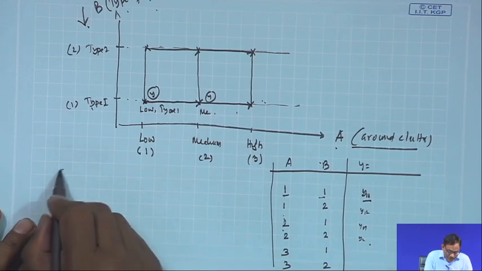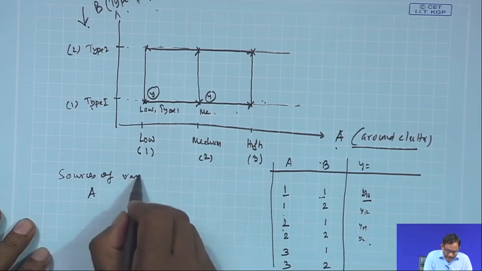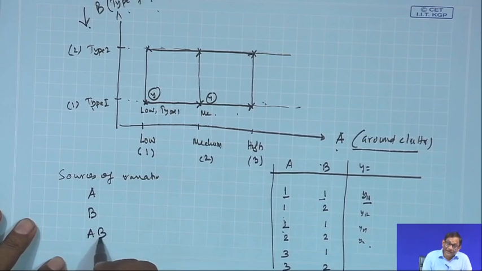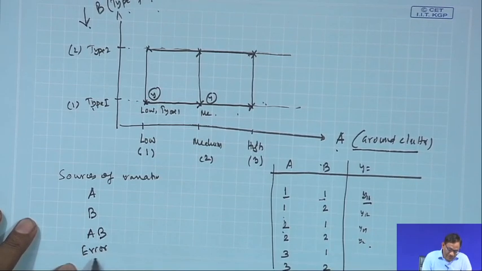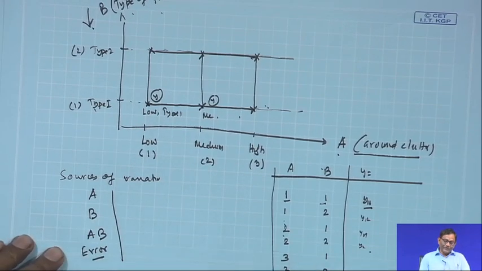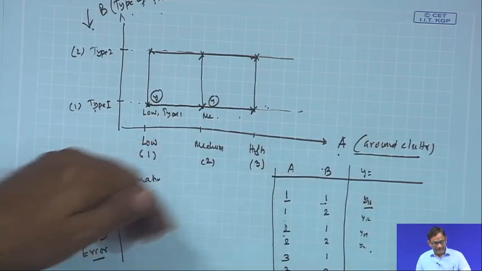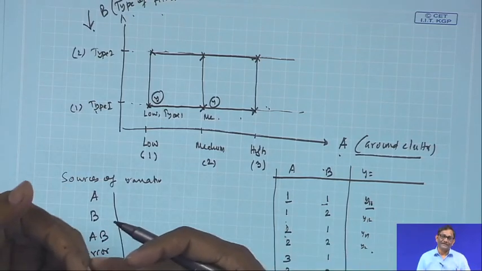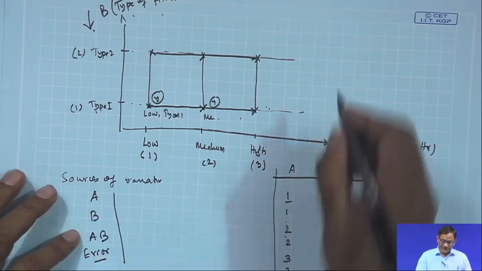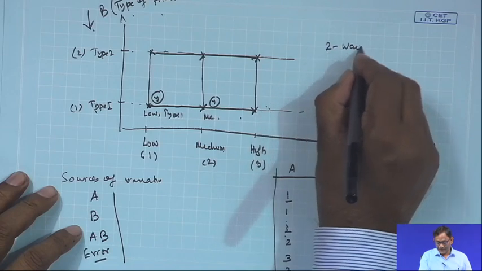So, effectively the sources of variation will be not only A, but B and their interaction AB, and plus there will be a random source, that is error. Accordingly, the observations will be partitioned with reference to factor A, with reference to factor B, with reference to their interaction, and obviously error will be there. So, this kind of data will be analyzed using two-way ANOVA.